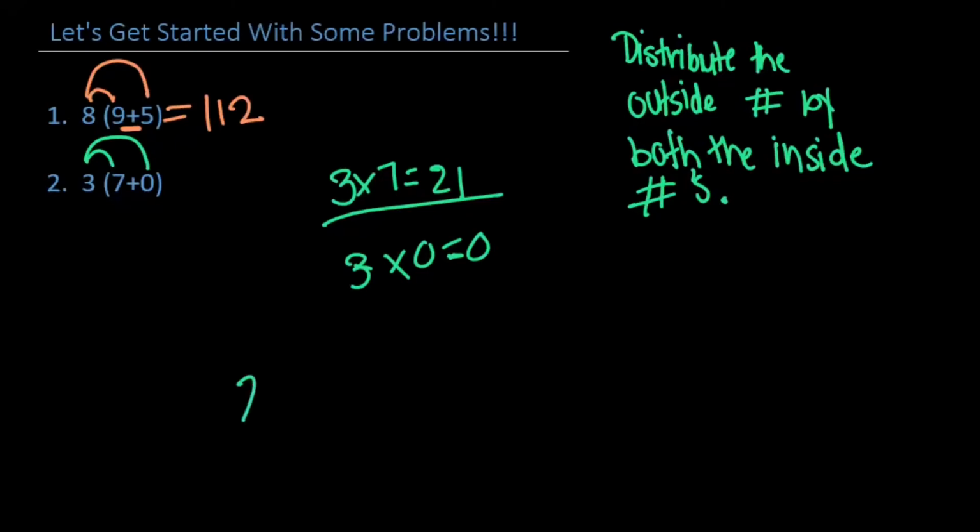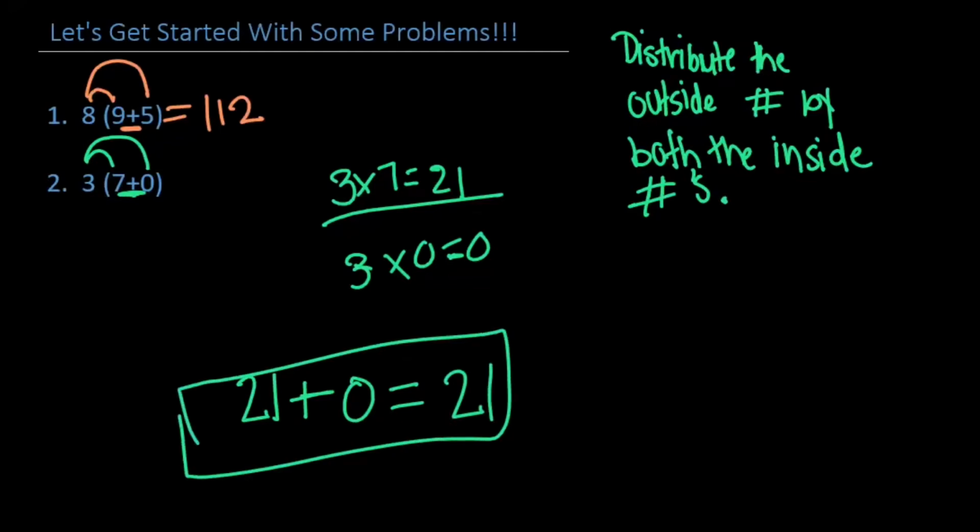So our first number is 21. And again, we have an addition sign over here, so we place an addition sign over here. Our next number is 0. So we have 21 plus 0. 21 plus 0 is equal to 21. So that is our answer, 21.